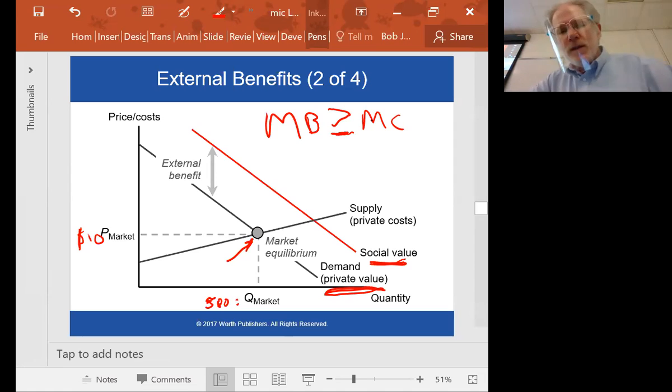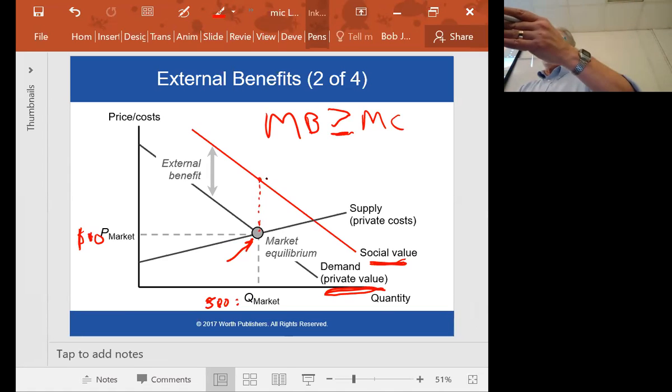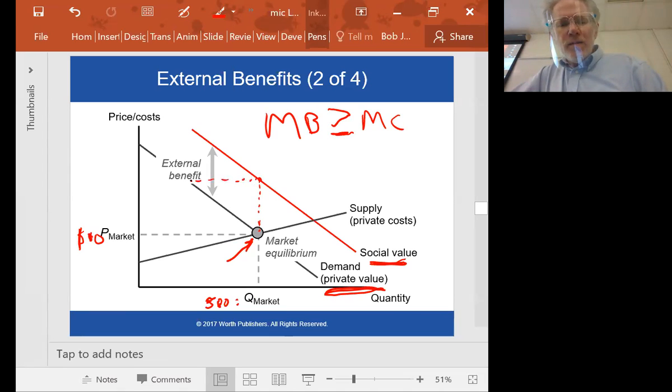Now, in our market equilibrium, the benefit to the last person who gets the shot is $10. But we're assuming that for each person who gets the shot, there's a benefit to everybody else, because once you get the shot, you can't give it to somebody else. And it looks here like maybe that gap would be maybe $15. So let's assume there's an external benefit of $15 per shot.